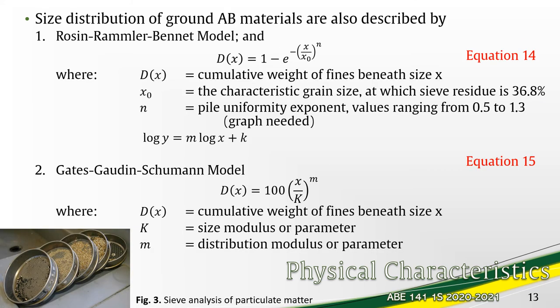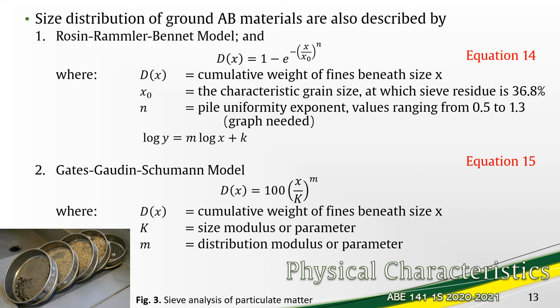We have already given an introduction to empirical equations a while back. In the case of particulate ABE materials, two empirical equations are commonly used. These are the Rosin-Rammler-Bennett model and the Gates-Gaudin-Schuhmann model. These are rather straightforward equations. Being empirical, we simply plug in the values needed. For the Rosin-Rammler-Bennett model, the grain size is needed. X sub o is the characteristic grain size for which sieve residue is 36.8%.